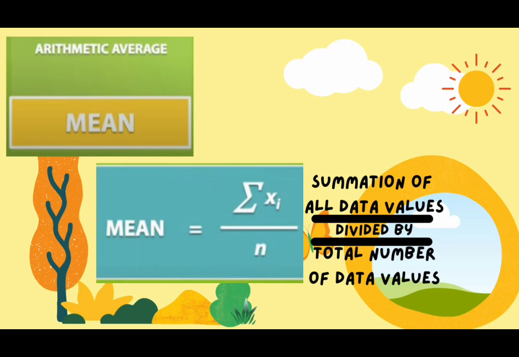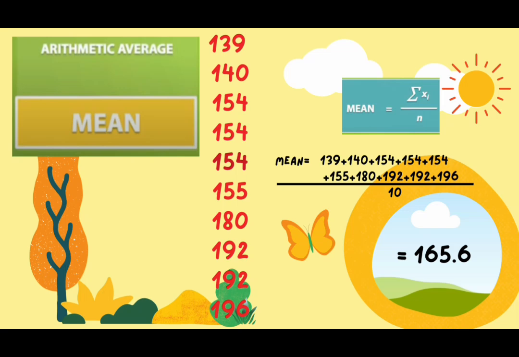Let's put it this way. These are the heights from earlier. Let's make it 10, adding one more because we only have 9. From 139, the smallest kid: 139 plus 140 plus 154, 154, 154, 155, 180, 192, 192, 196 divided by 10. Our average, or the mean, is 165.6.